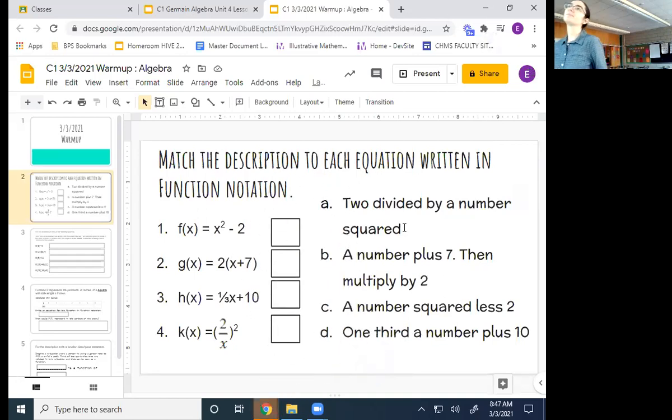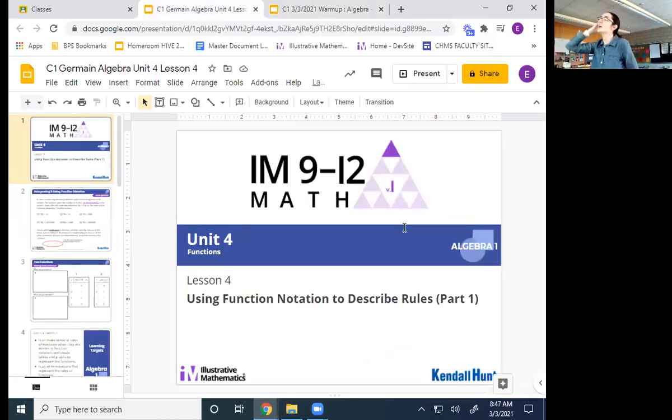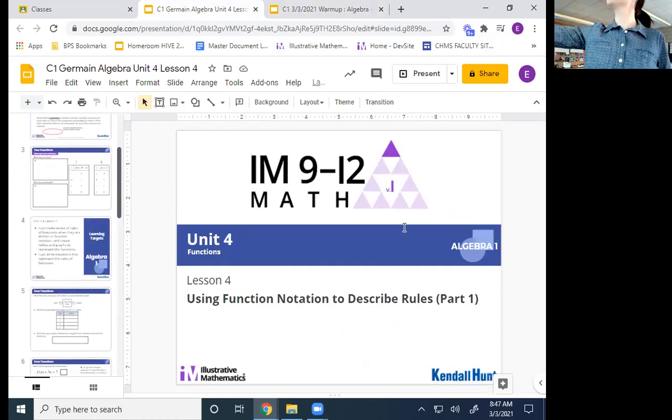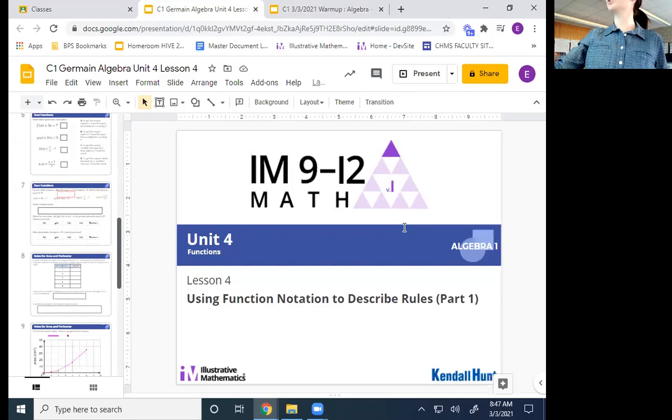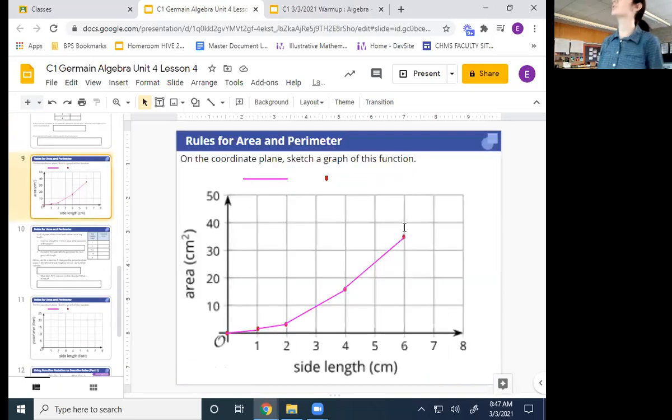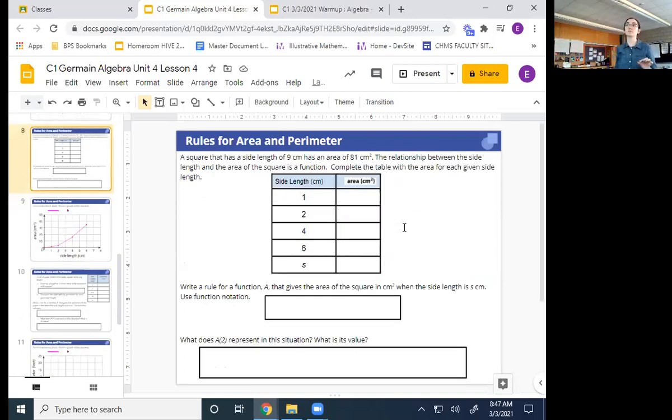Great, great, great job. Okay, so now what I want us to do is we're not going to keep moving with this. We're going to go back to the slideshow from yesterday. So you're going to go into the activity 3-2 task at school, and you're going to open up that slideshow. Remember it looks like this, using function notation to describe rules, part 1. We're going to scroll. We already completed this slideshow up to slide number 9, where we left off.